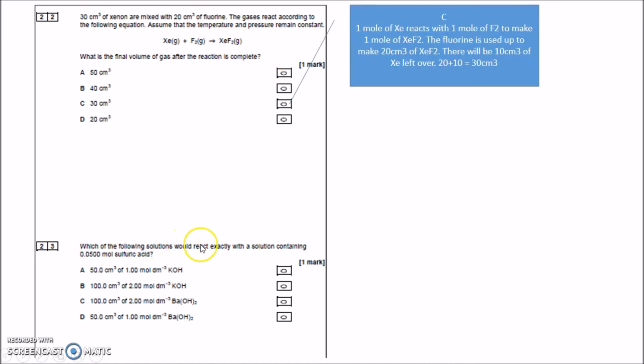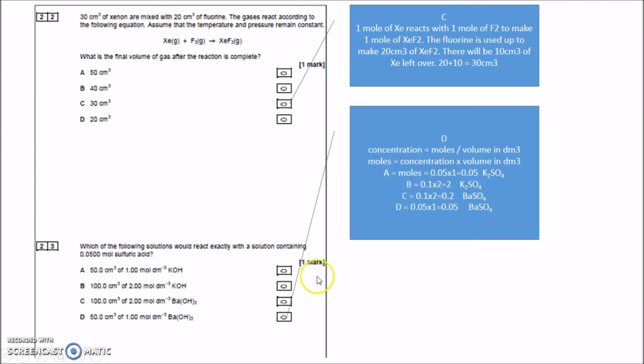Which of the following solutions would react exactly with the solution containing 0.05 moles of sulphuric acid? Well, first of all, I've got to work out how many moles of each of these I've got. I've got centimetres cubed, so I'm going to divide by 1,000 to get into decimetre cubed. Concentration is moles divided by volume, so moles is concentration multiplied by volume. Once I've divided all these by 1,000 and multiplied by these numbers here, I've got concentration multiplied by the volume in decimetre cubed. I've worked out the number of moles of each of them.